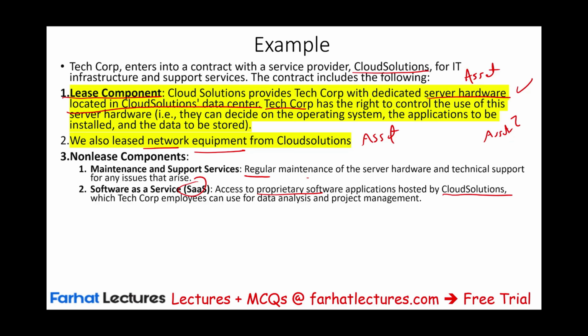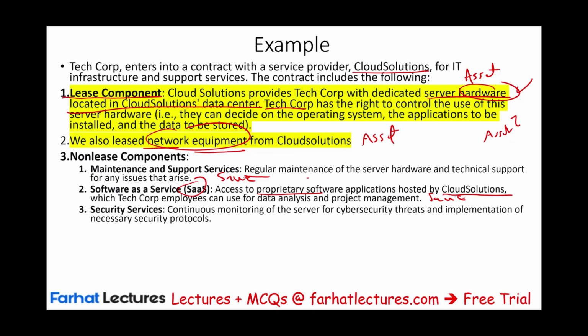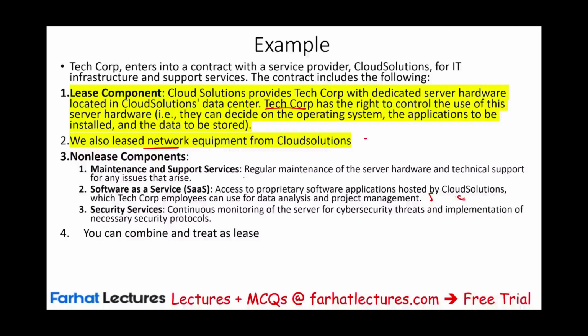Again, that's another service. So notice these are additional services in addition to the leased equipment, the hardware and the network equipment. Also, security services. Cloud Solution provides continuous monitoring of the server as an additional service against cybersecurity threats, which we should be very familiar with as CPA candidates. Now, these three are what? Non-lease components. In other words, they are services. So notice in this contract, we have two different assets and three different services. So what can you do? You can combine and treat everything as one lease.